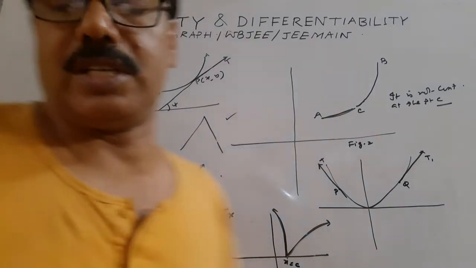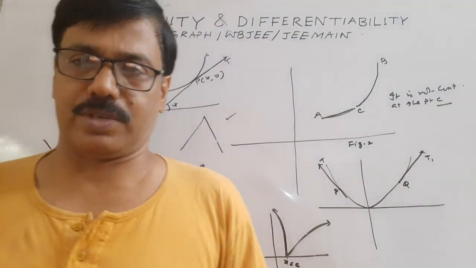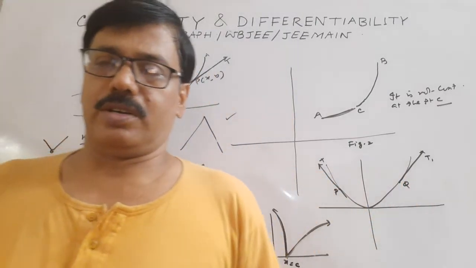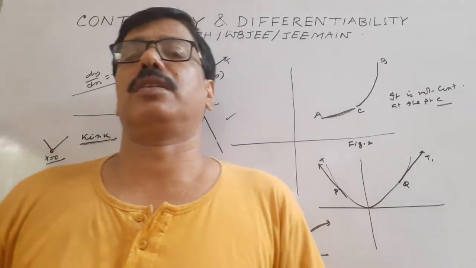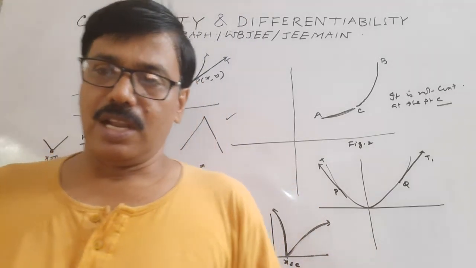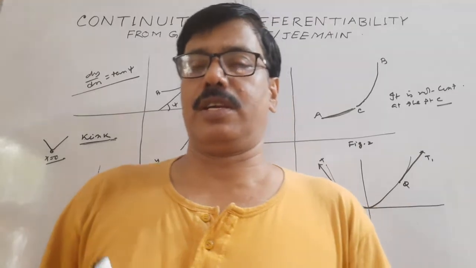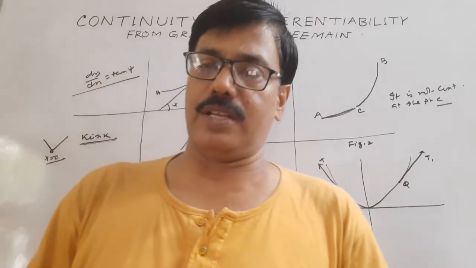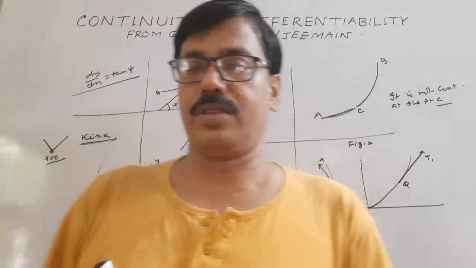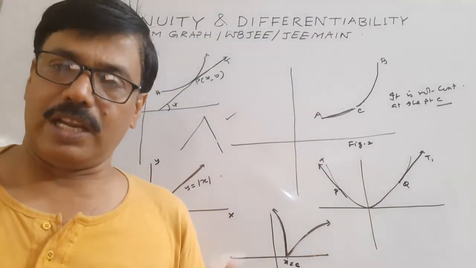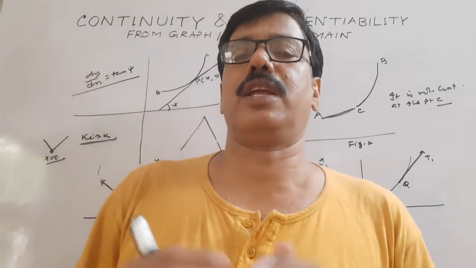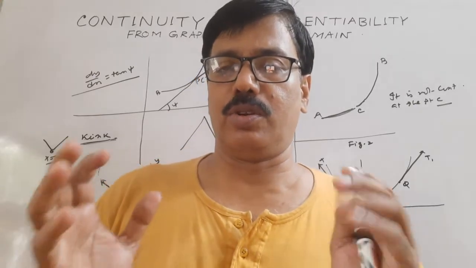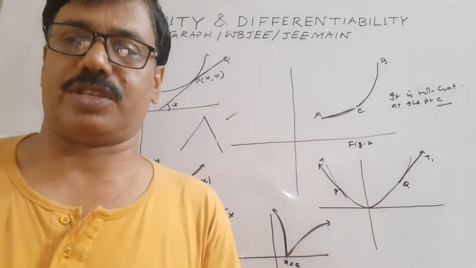So, this is our basic concept. If a curve can be drawn without lifting the pen, then it is continuous. If we can draw a unique tangent at a point of a curve, then it is differentiable. If a curve has a sharp edge or kink or corner point, then it is not differentiable at that point. So, this is our basic concept.